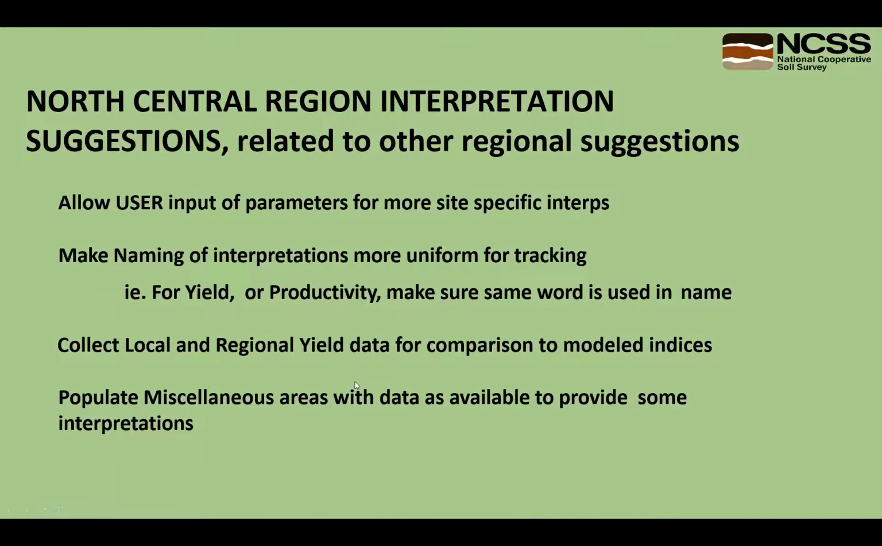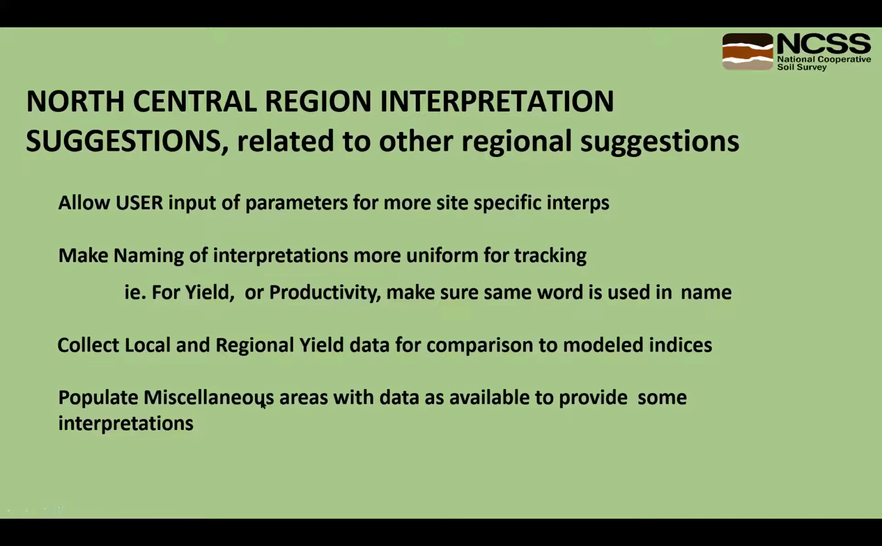Other regions had on there allowing user inputs of parameters for more site-specific interpretations, a little more tweaking on that. Making names of interpretations more uniform. There's some that say yield, some that are productivity, some that are a different type of index of that same category, but trying to get those more uniform because they're tough to track down if you're looking on a larger scale. Collecting local and regional yield to compare against the modeled indices to make sure we're refining that properly.